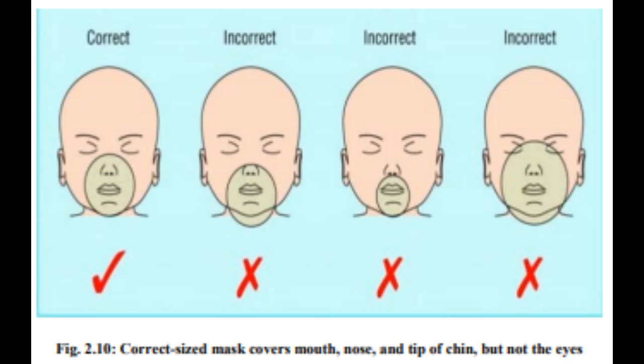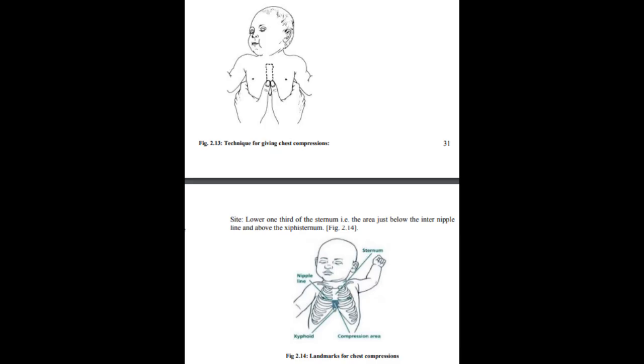2.5.5 Chest compression. The decision to initiate chest compression is based on neonate heart rate. Chest compression is indicated when heart rate is below 60 beats per minute after 30 seconds of positive pressure ventilation with 100% oxygen. Now, how do you give chest compression?